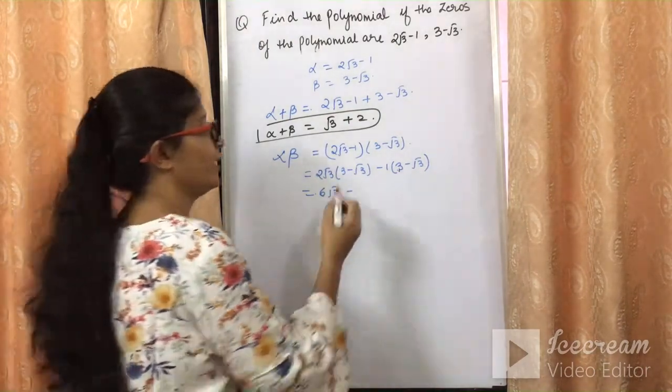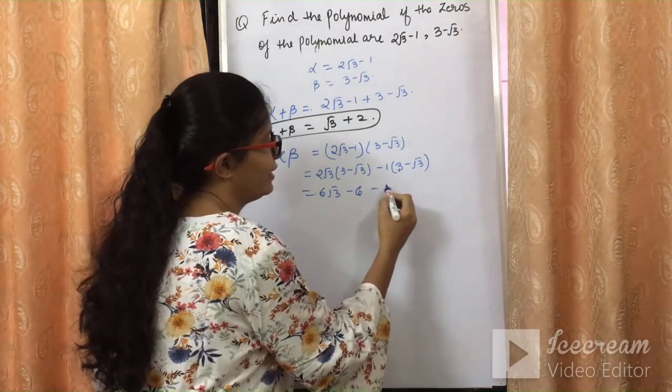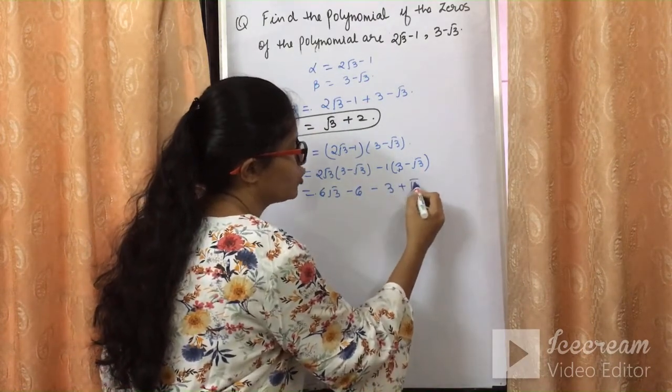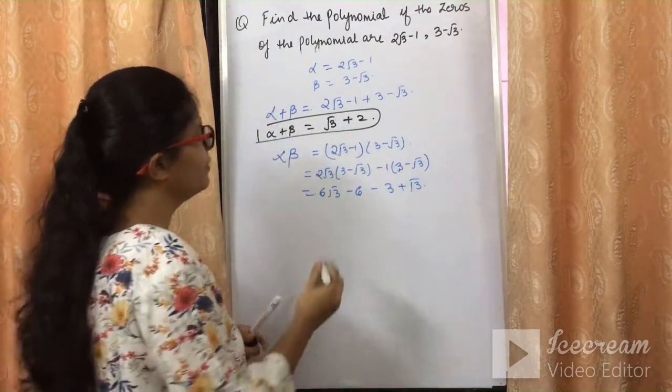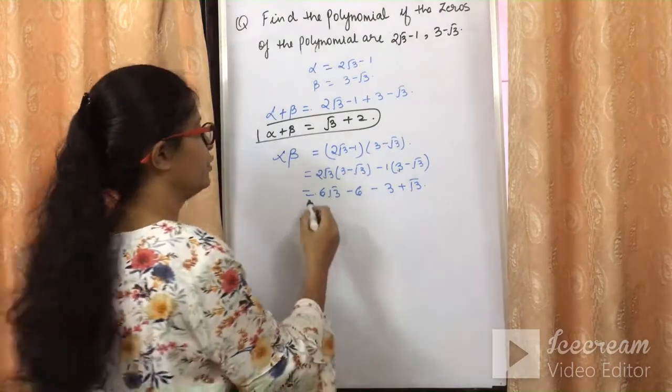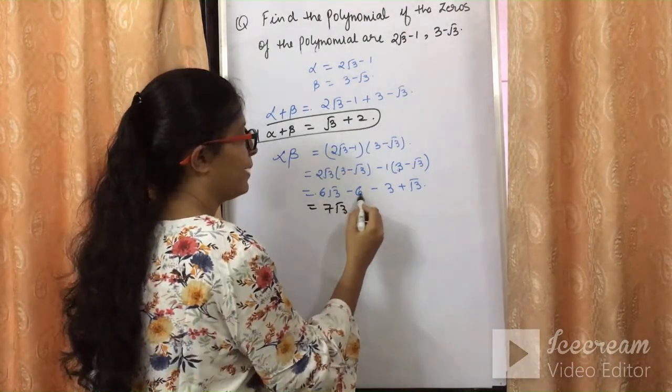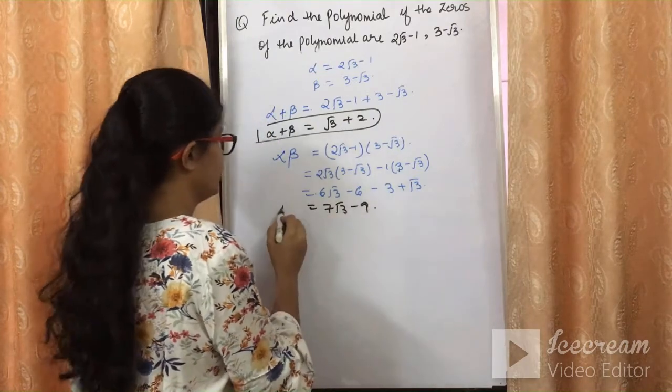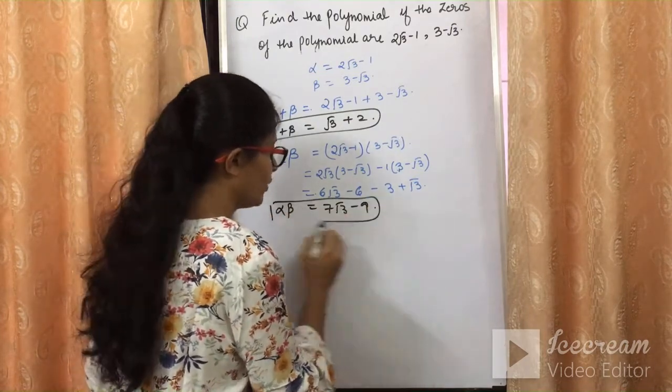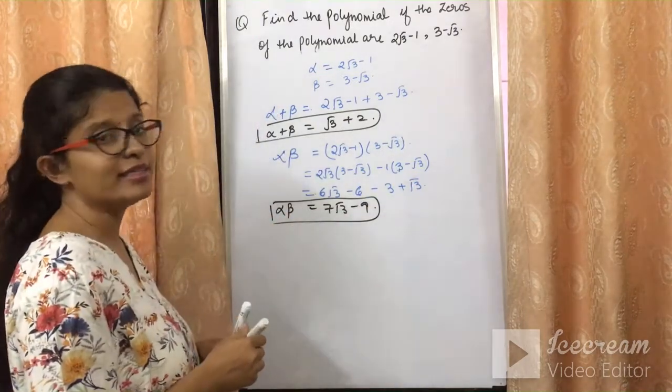Root 3 into root 3 will be 3. 3 into 2 will be 6. Minus 3 minus minus will become plus root 3. So if you add them, 6 root 3 plus root 3 will give you 7 root 3. And minus 6 minus 3 will give you minus 9. So the product for the equation is 7 root 3 minus 9.